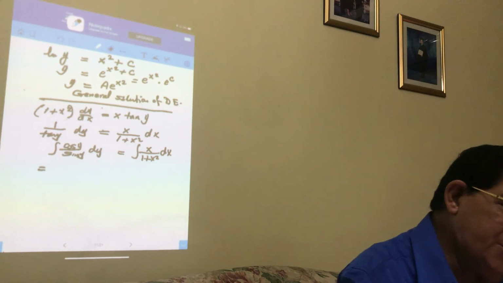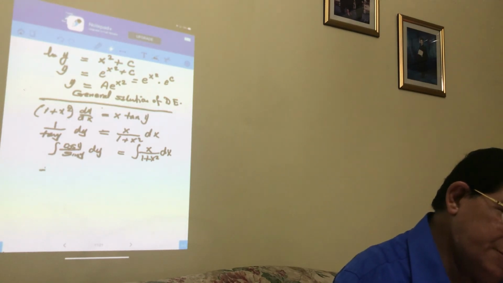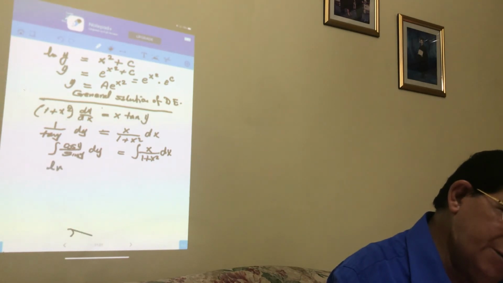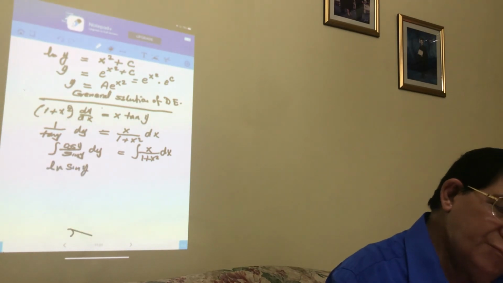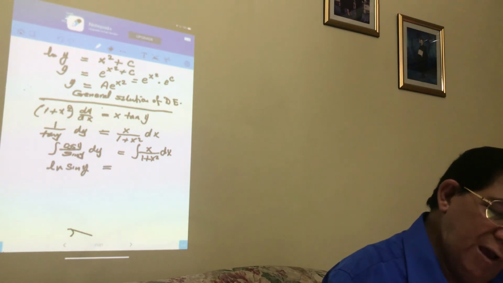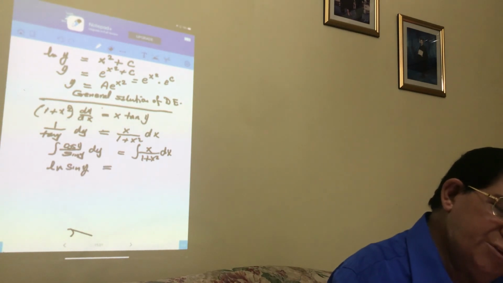Then we say this. What is the integration of this? The cosine y is the differentiation of sine. So ln sine y equals, again, this is the differentiation of this, but 2 is missing. So half ln 1 plus x squared plus c.